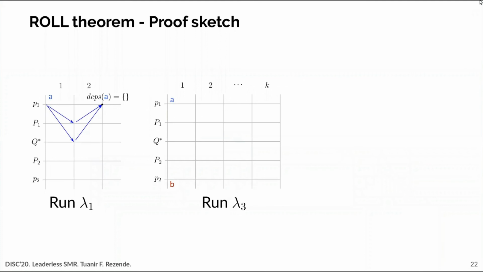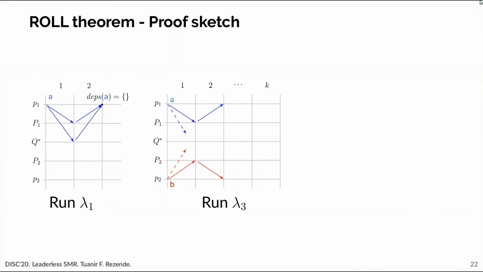Now let us define a run lambda3 in which the processes P1 and P2 submit concurrently the commands A and B. By the end of the first round, the processes in big P1 will have received the same messages as they have received in run lambda1. The same will happen for the processes in big P2. They will receive the same messages as they have received in run lambda2.